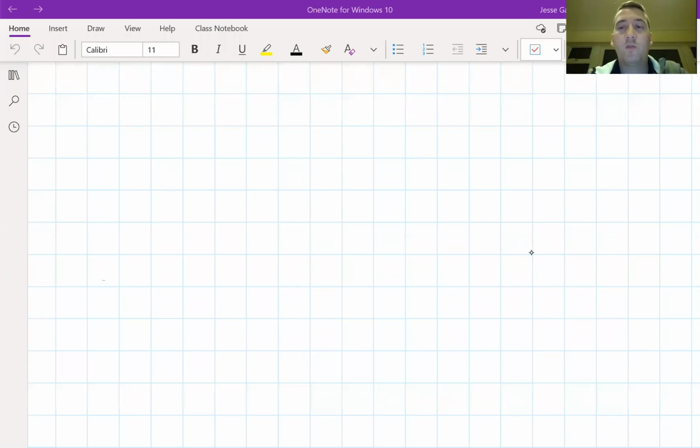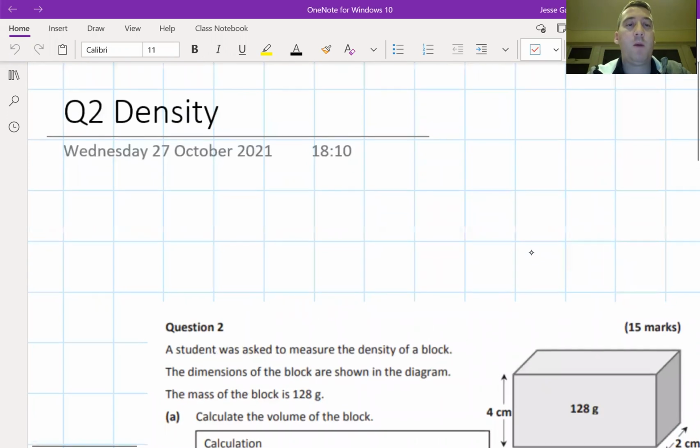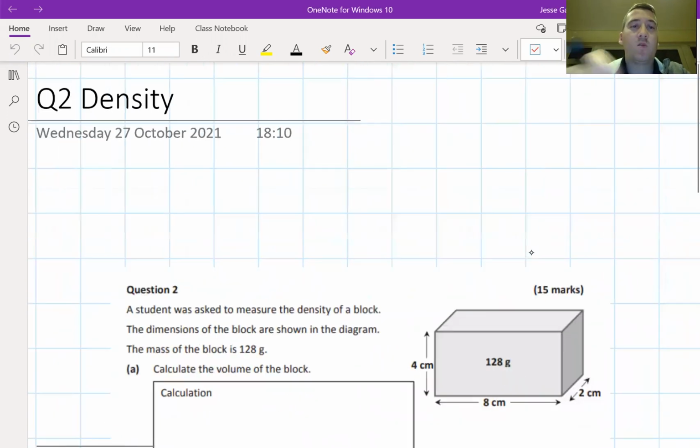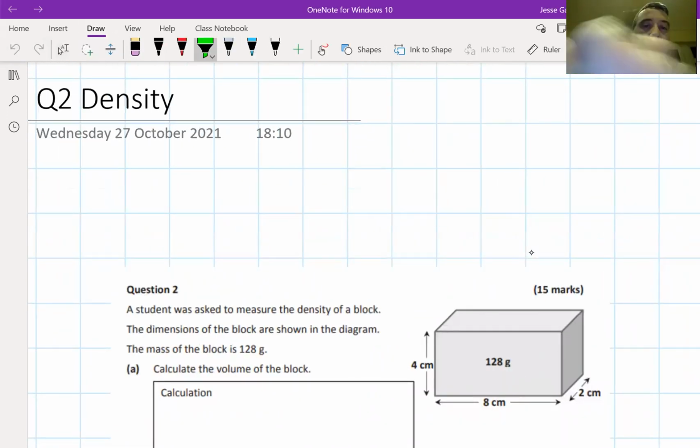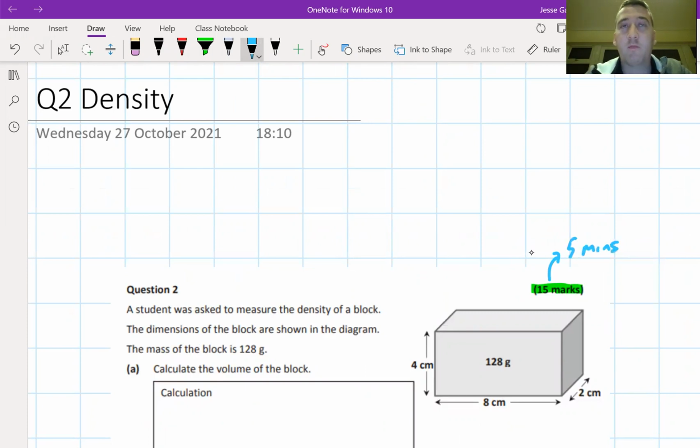In this video, we're going to do some guided exam question practice on question 2 of the 2019 Junior Cert Science paper. The topic was density. This question was worth 15 marks. As you can see here, 15 marks. And we already learned that 15-mark questions have approximately 5 minutes to get them done.